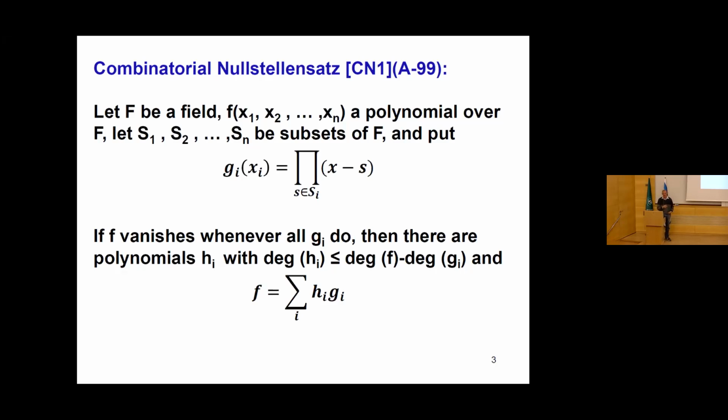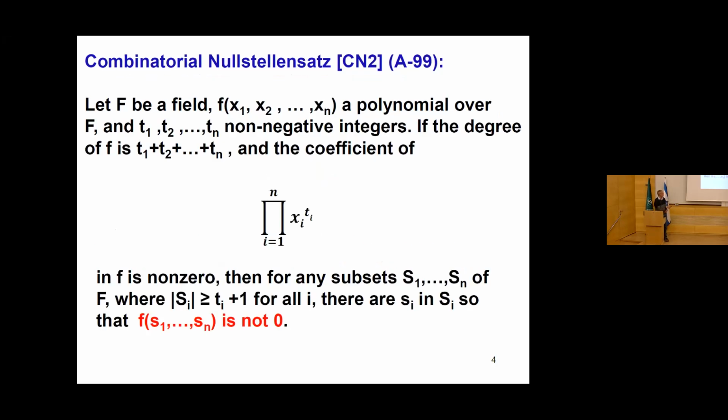And moreover, we have some control on the degrees of the coefficients, namely for each product, hi times gi, the total degree of it is at most the degree of f. So this is a statement. And by equating the highest degree part of the right-hand side and the left-hand side, we can get the following, which will be more convenient to apply, and this is what I want to call the combinatorial Nullstellensatz.